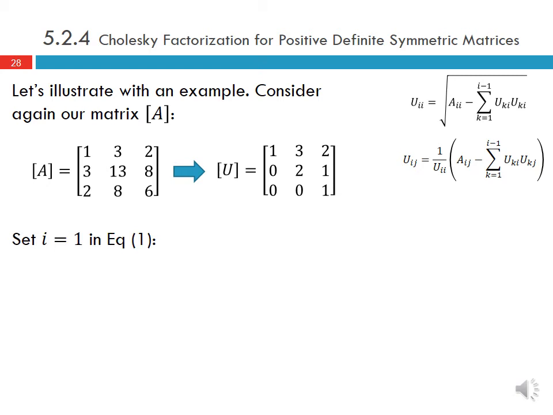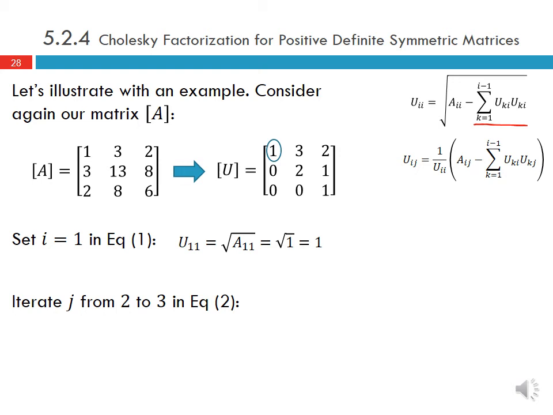So first we set i equals 1 in equation 1. Plugging in i equals 1, we get U11 is equal to the square root of A11. And as you can see, the sum doesn't appear here because k goes from 1 to i minus 1, and i is equal to 1, so k would go from 1 to 0, so we don't have any part of the sum. So our U11 is just equal to 1, as shown here.